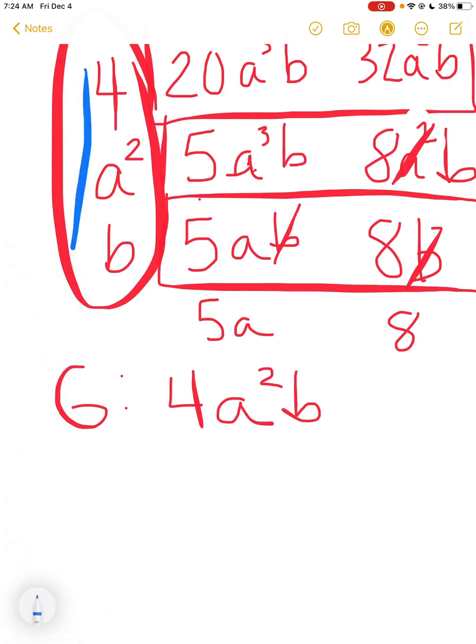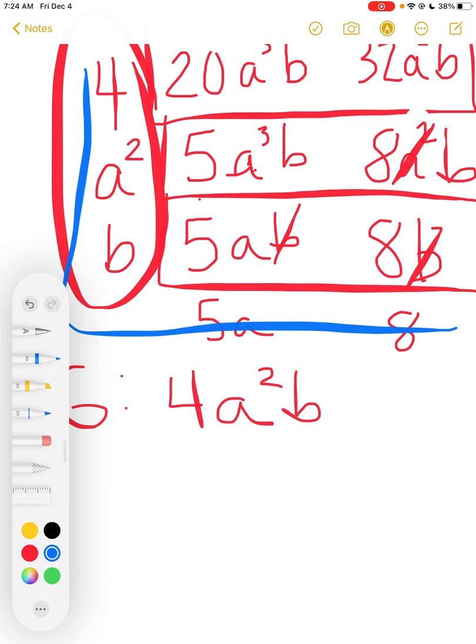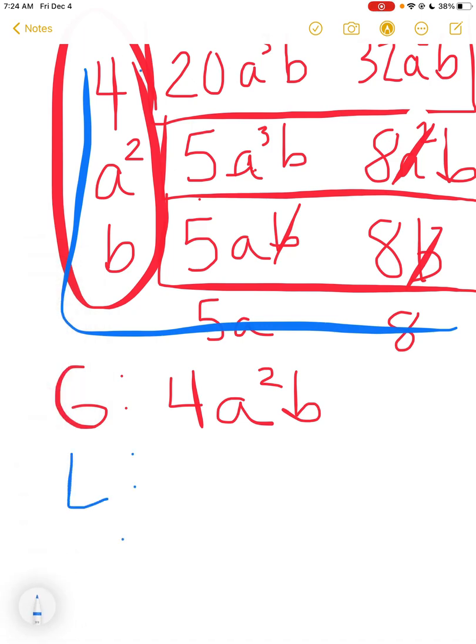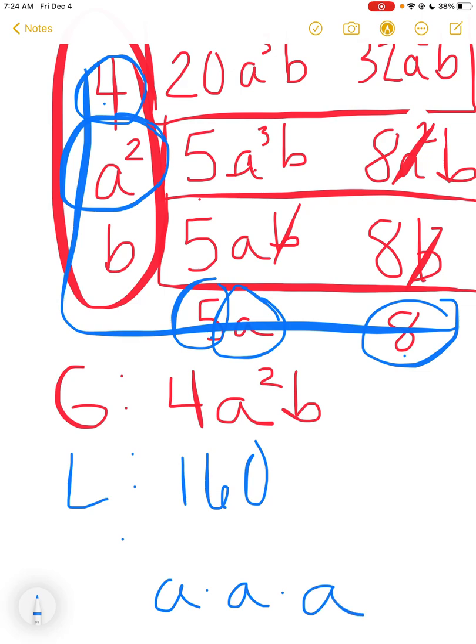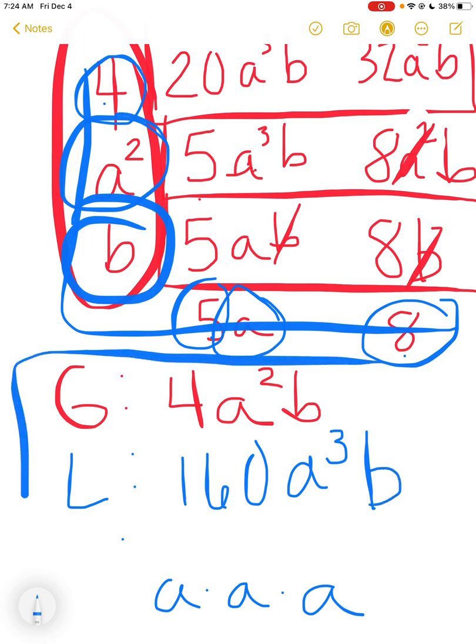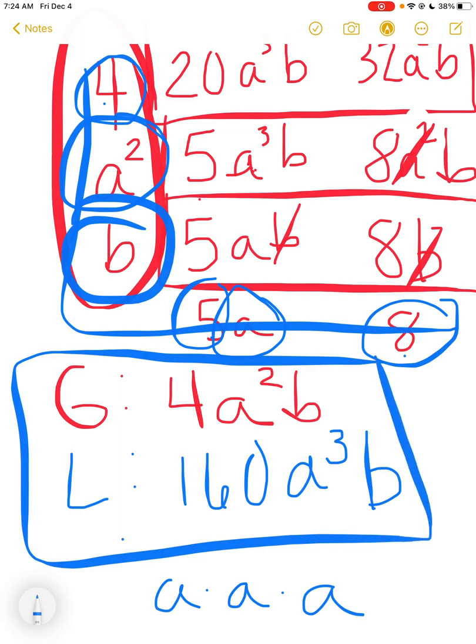Our LCM, all numbers on the outside multiplied together. Focus on your numbers first. You had a 4, a 5, and an 8. I know 5 times 8 is 40. 40 times 4 is 160. And now focus on your letters. We have A to the second times A. That's A to the second times another A. We're up to A to the third. And then I just have 1 B without anything else, so that 1 B gets added in there. So GCF was 4A squared times B. LCM was 160 times A to the third times B.